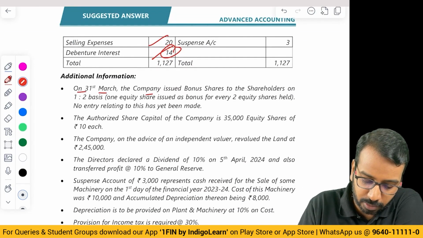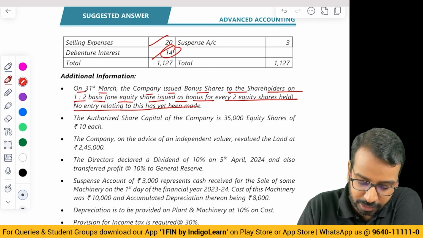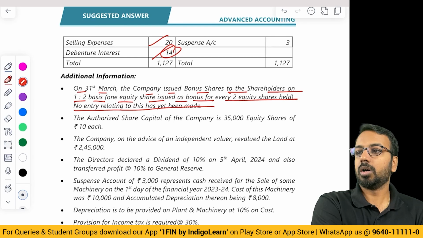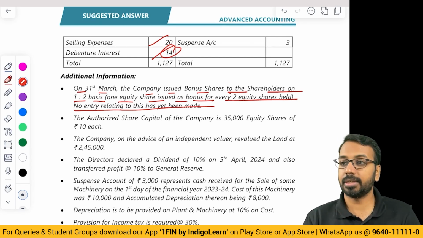On 31st March, the company issued bonus shares to the shareholders on a 1:2 basis. One equity share issued as bonus for every 2 equity shares held. No entry relating to this has been made. Are all of you aware of how to handle bonus issue? This is an additional adjustment.